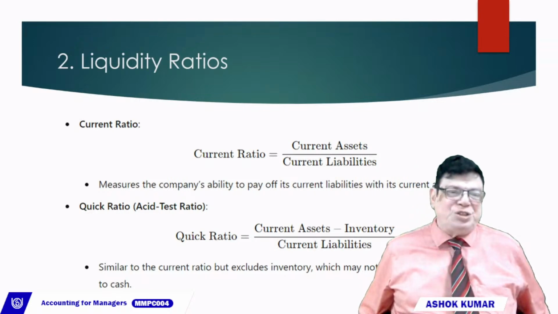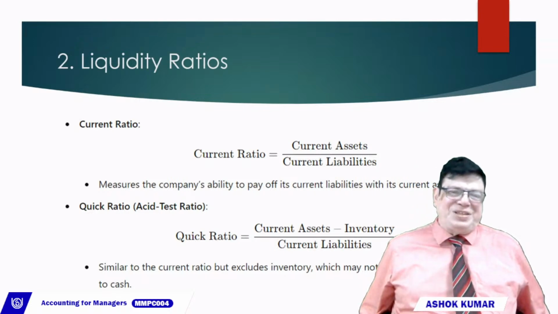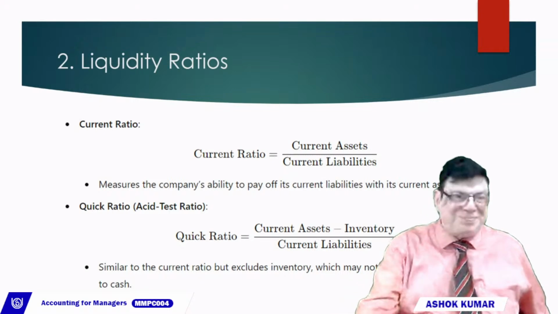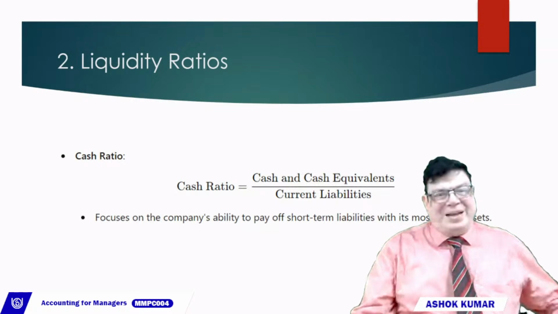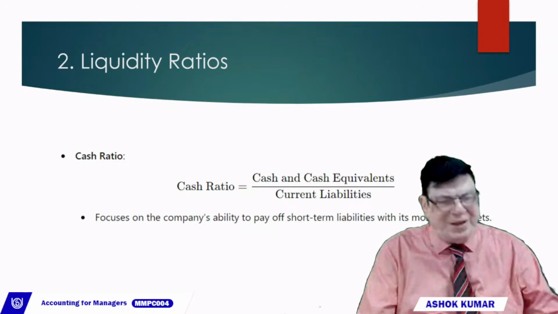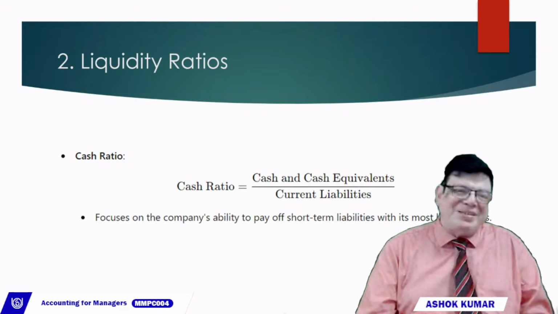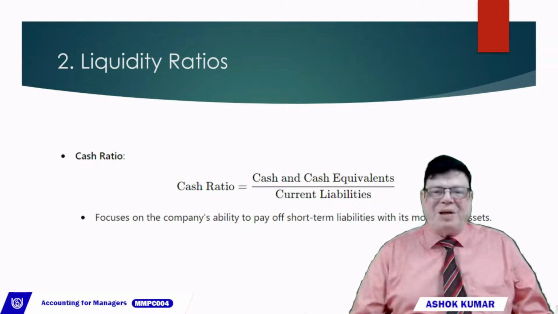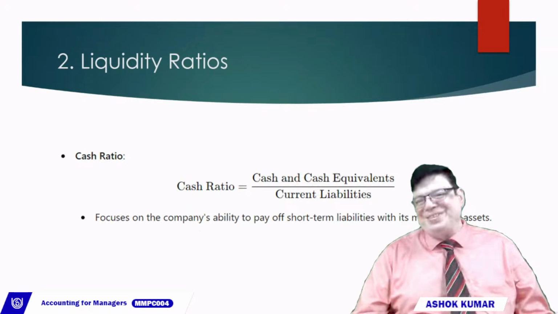Next is quick ratio, the acid test ratio. Quick ratio is equal to current assets minus inventories divided by current liabilities. It is similar to the current ratio, but excludes inventory, which may not be as quickly converted to cash. Then cash ratio is equal to cash and cash equivalents divided by current liabilities. It focuses on the company's ability to pay off short-term liabilities with its most liquid assets.